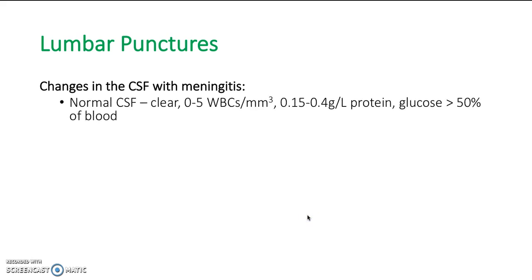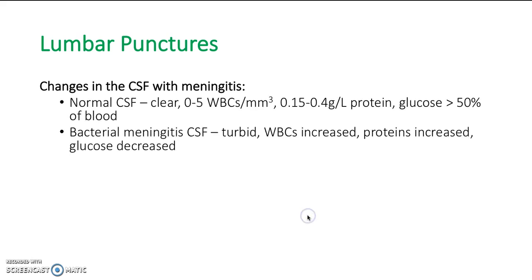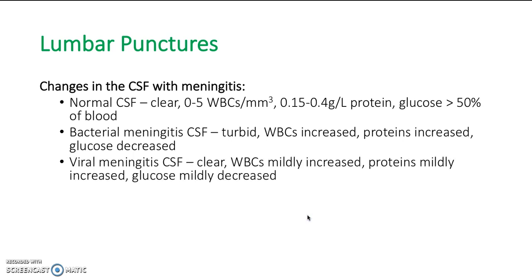So, lumbar punctures. They're used to measure the levels of various substances in the cerebrospinal fluid. The appearance of the CSF is noted, and also the amount of white blood cells, protein and glucose is measured. In general, bacterial meningitis will have more extreme CSF changes than viral. Meningitis results in raised white blood cells and proteins and less glucose than there is in the blood.